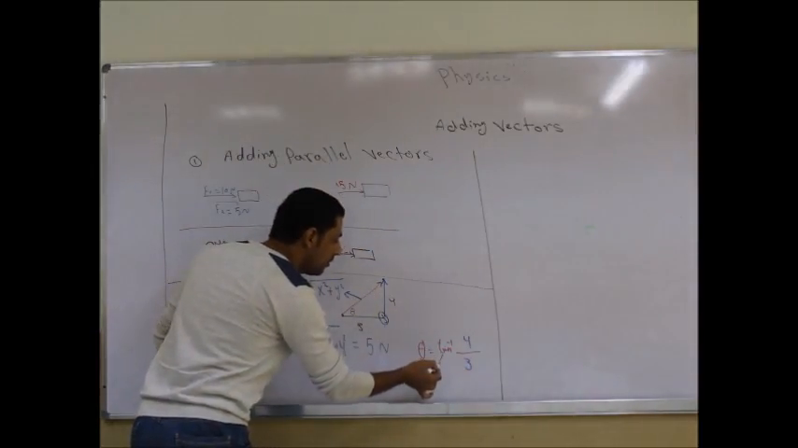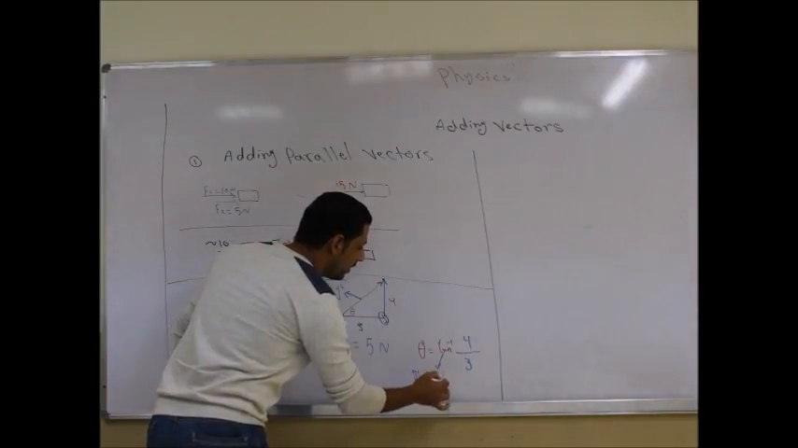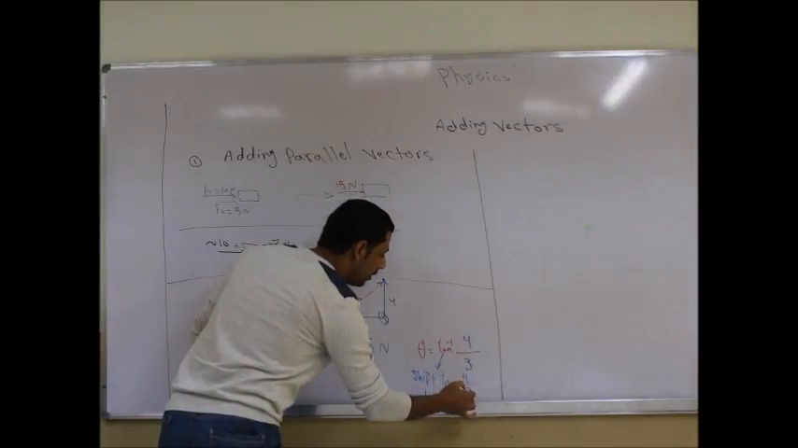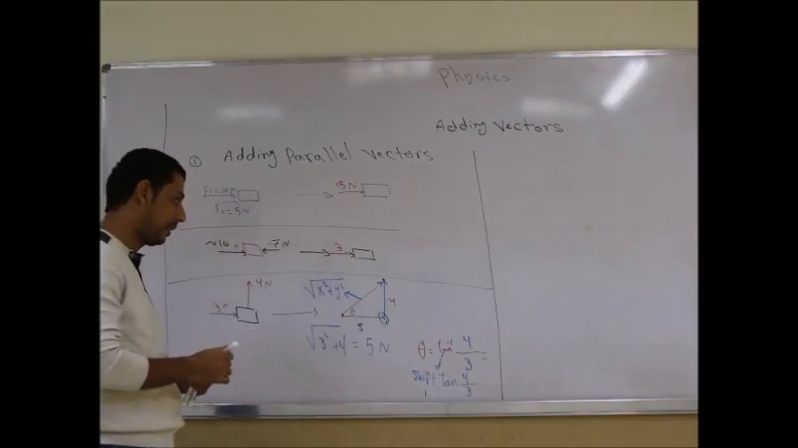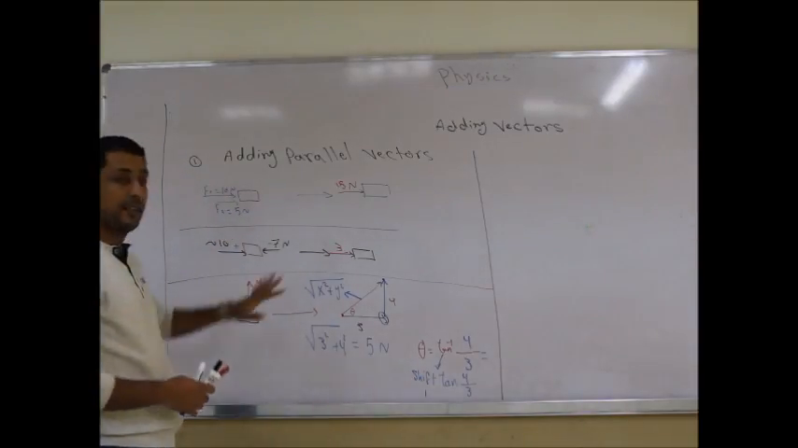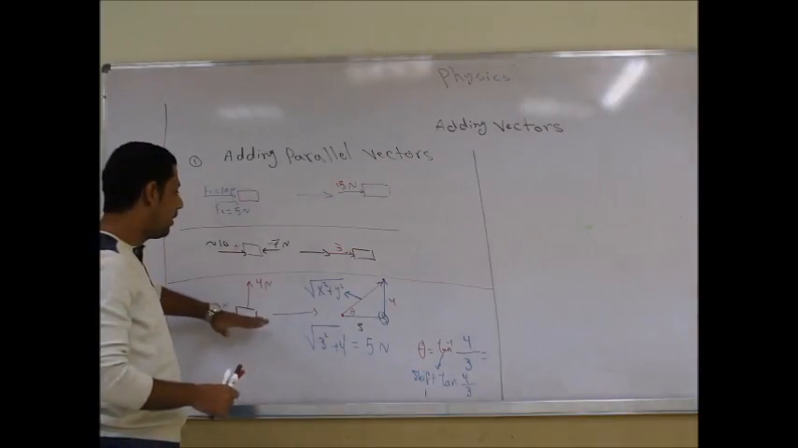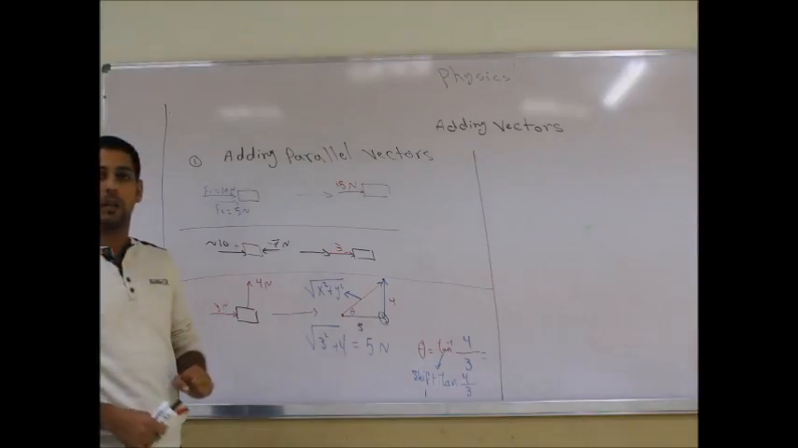So how can you do this in the calculator? Press shift tan 4 over 3, and you can figure out what the angle is exactly. Okay guys, so this is if the two forces are perpendicular to each other, one on x and the other one on y. I will give you an example about this.